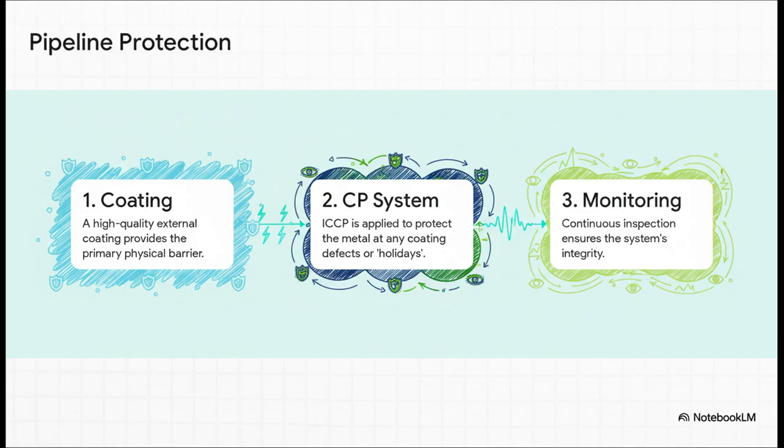Step 1 is a super tough external coating. That's your main shield. Step 2 is an impressed current cathodic protection system that acts like a constant bodyguard, protecting any chinks in the armor. And of course, step 3 is continuous monitoring to make sure the whole system is working perfectly.